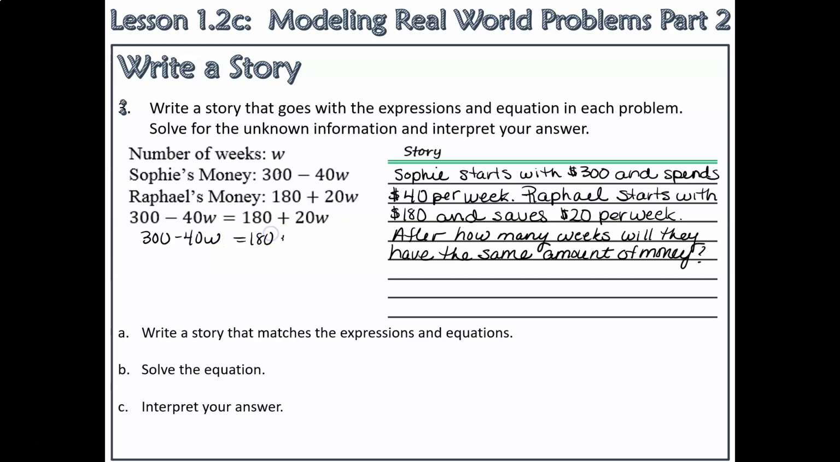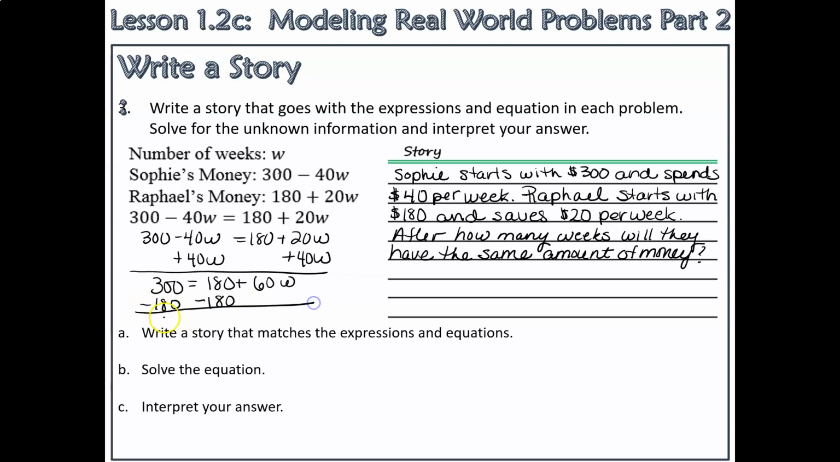So we're going to bring the variables over to one side. I'm going to add 40W. You know I like to keep it positive. So I have 300 equals 180 plus 60W. Now I'm going to subtract that 180, and I get 120 equals 60W. Now I'm going to divide by 60, and W is 2.